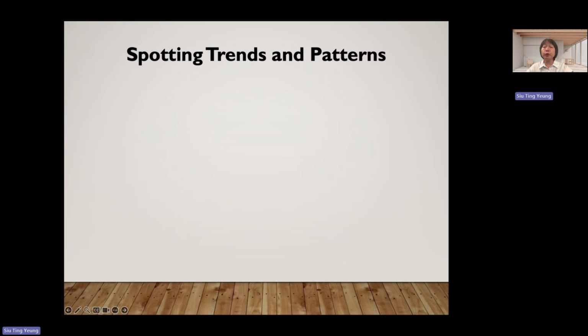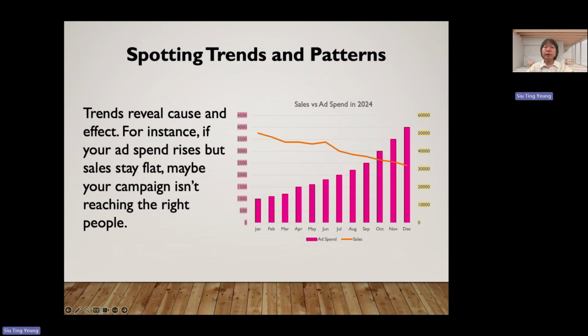Here, I have an example for you. In this diagram, advertising spending over the year is rising from 1,000 in January to 4,000 in December. And on the other side, the sales revenue for the year is decreasing from 50,000 in January down to 32,000 in December. From this trend, it tells you the fact that your campaign may not reach the right people. That means your target customer. It also reveals the cause and effects of the trend.